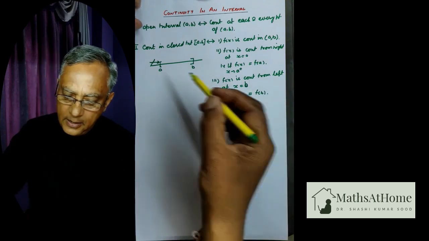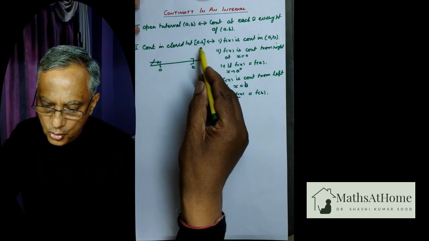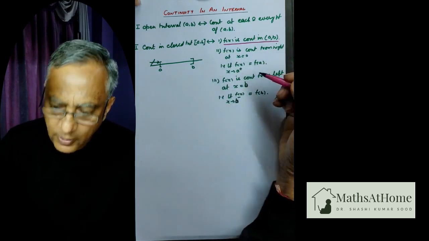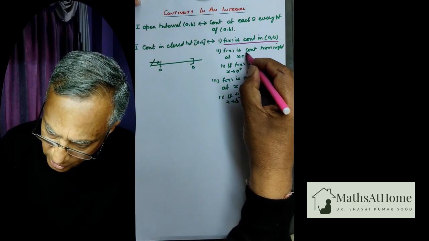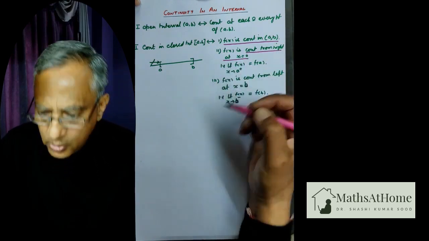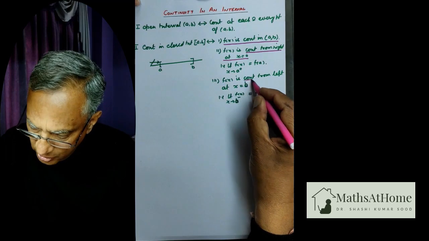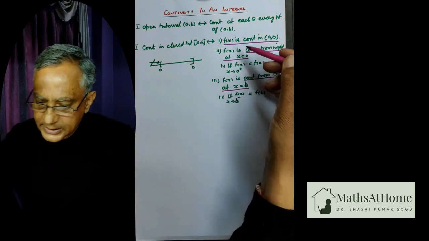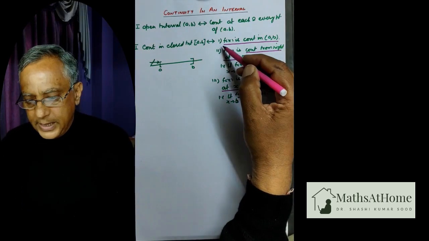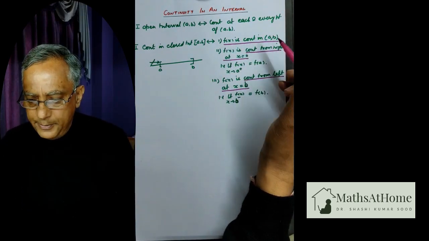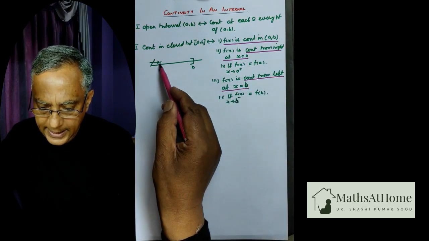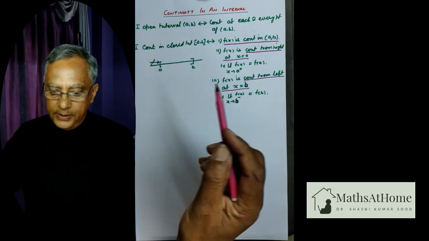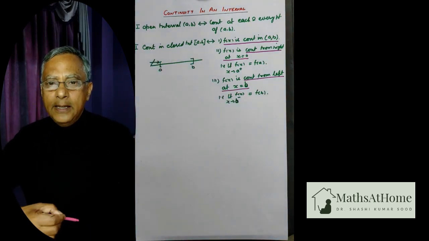So this function will be continuous in this closed interval [a, b] if and only if it is continuous in the open interval (a, b), it is continuous from right at x equal to a, and it is continuous from left at x equal to b. So these three conditions must be satisfied. Then it will be continuous in closed interval [a, b].